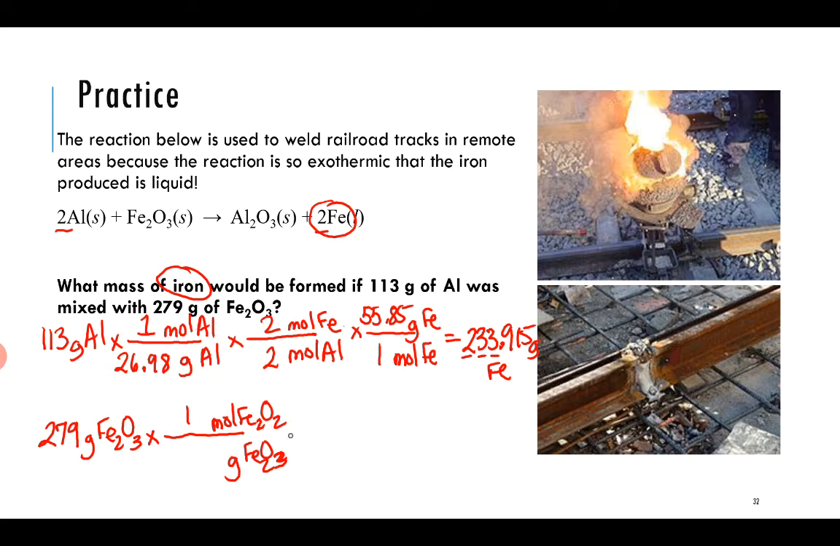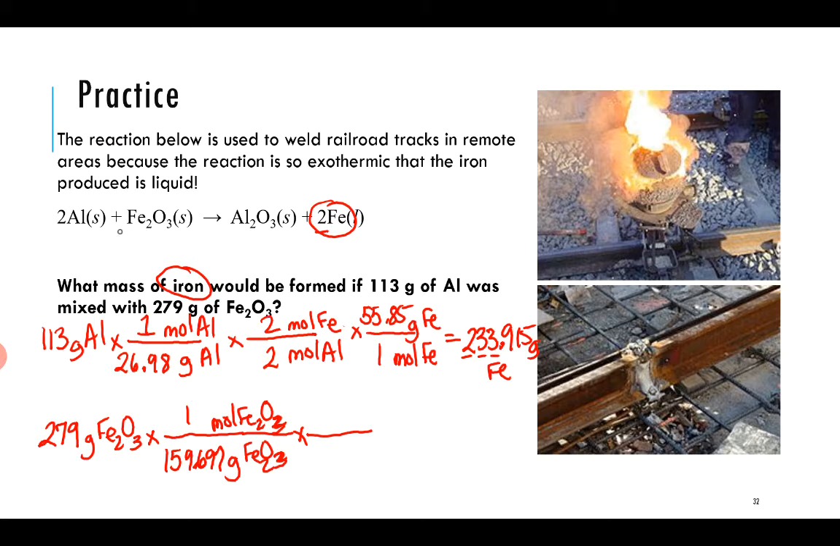And so that's my molar mass. Let me calculate my molar mass. So I have 2 irons, 55.85 times 2 plus 3 times 15.999. That is 159.9697. All right, and now I need to use the coefficients from the equation.